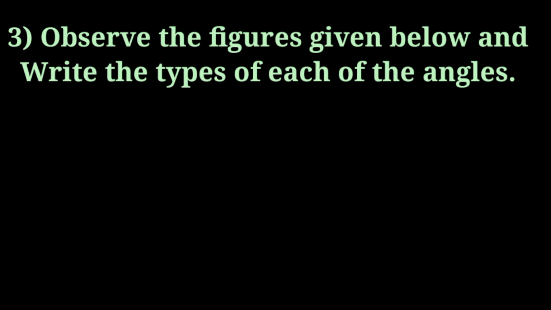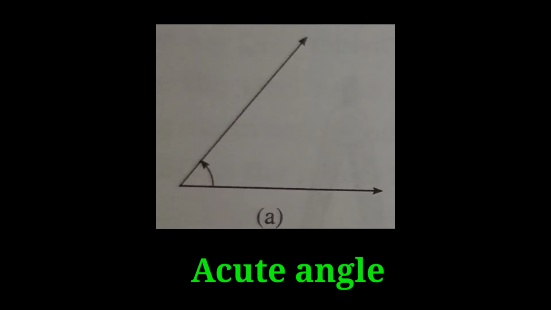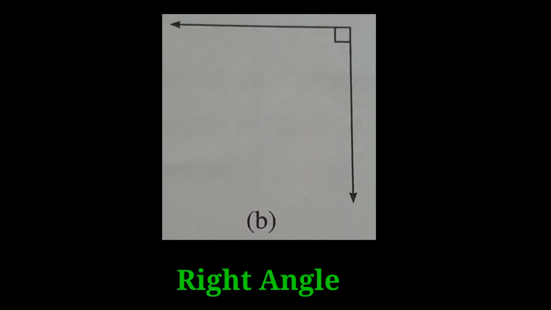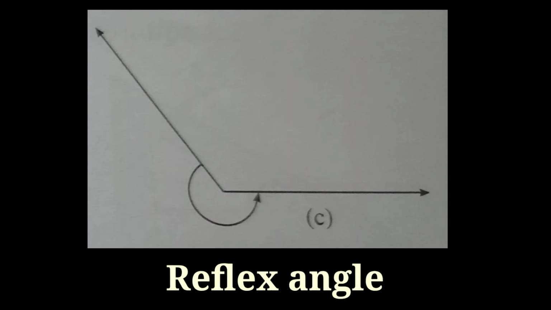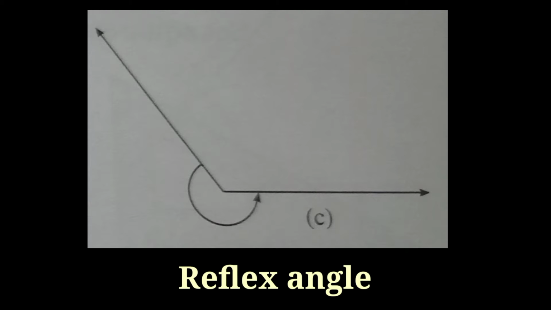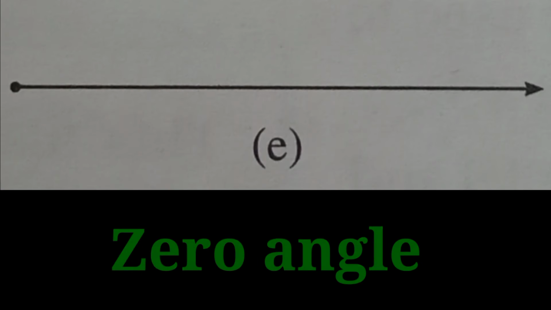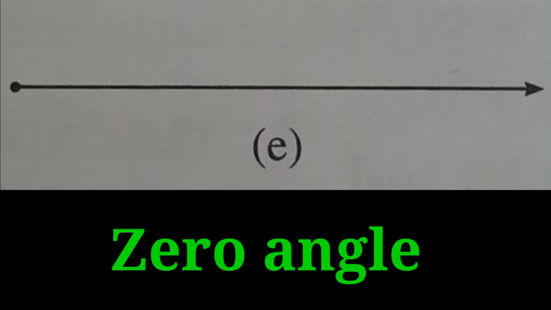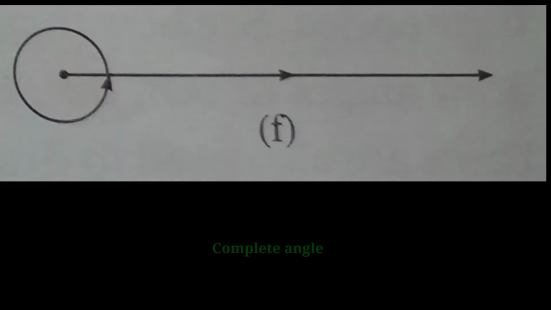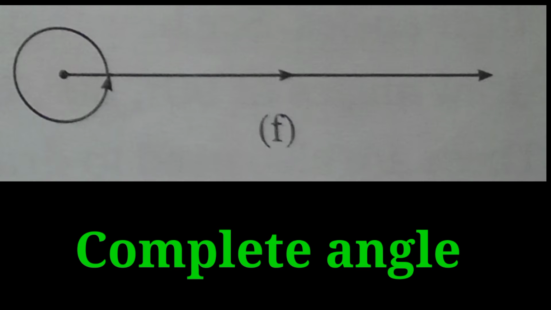Question number 3. Observe the figures given below and write the types of each of the angles. See the figure A. This is the acute angle. See the figure B. This is the right angle. See the figure C. This is the reflex angle. See the figure D. This is the straight angle. See the figure E. This is the 0 angle. See the figure F. This is the complete angle.